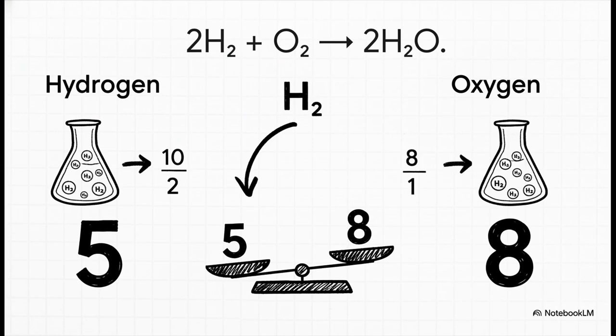Okay, let's try this out, making some water. The equation is balanced, 2H2 plus O2. We start with 10 moles of hydrogen and 8 moles of oxygen. So for hydrogen, we take its 10 moles and we divide by its coefficient, which is 2. We get 5. For oxygen, we take its 8 moles and divide by its coefficient, which is just 1. We get 8. And there it is. 5 is smaller than 8, so hydrogen is our limiting reactant. And that's the key right there. Hydrogen is going to run out first, even though we started with more moles of it.